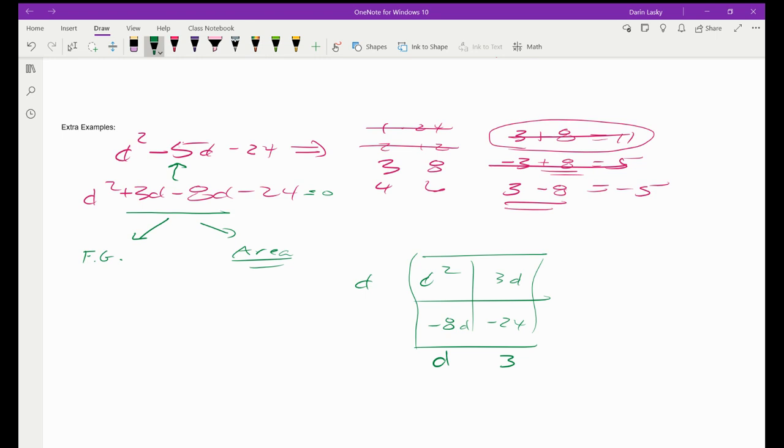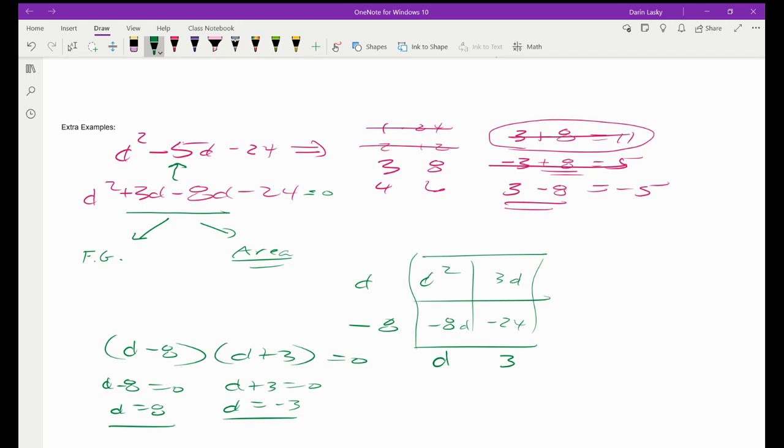I can't take a negative out of both of them, but I can take a negative out of both of these, so I divide both by negative 8. So I get d minus 8 times d plus 3 equals 0. When I set each one equal to 0, d minus 8 equals 0, so d equals 8. d plus 3 equals 0, so d equals negative 3. So those are my 2 options, guys. All right, so we got you caught up. Good luck. Sorry for the longer video, and here we go.